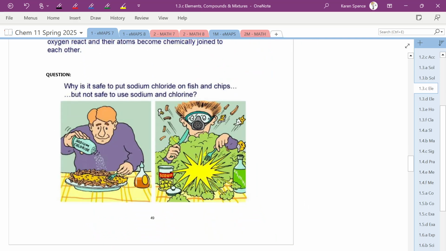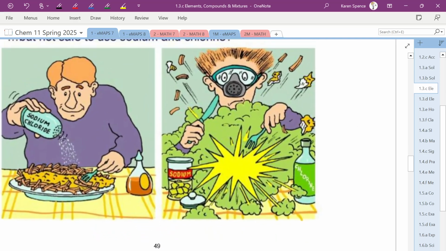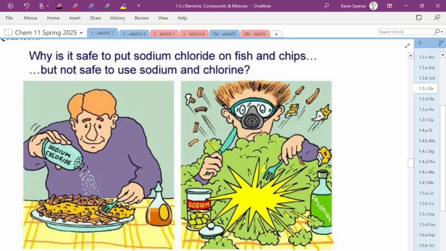Okay, so why is it safe to put sodium chloride on your fish and chips, but it is not safe to use sodium and chlorine? You're going to die. We'll actually see later when we get to the atoms in the periodic table unit, we will put some sodium metal in water, and it is the one that goes bang. You would not want it hitting the saliva in your mouth and going bang in your mouth. Like it literally catches on fire and then explodes.